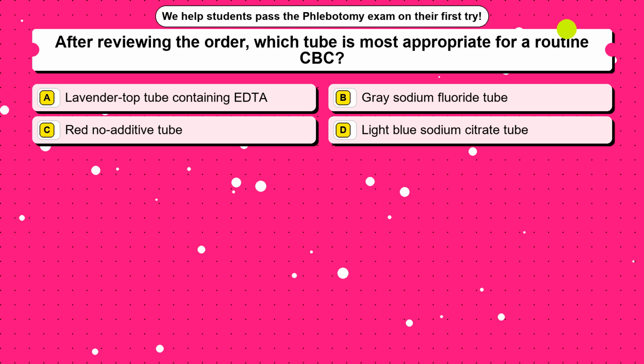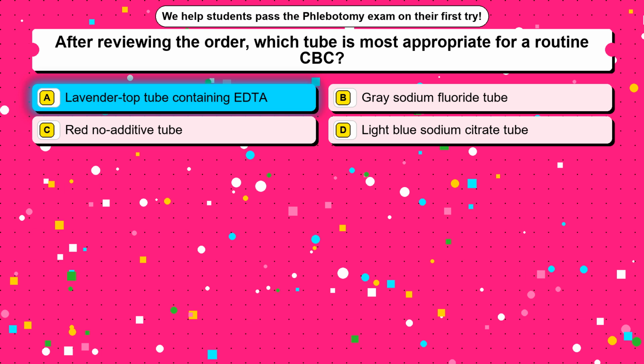Option A, lavender top tube containing EDTA. Option B, gray sodium fluoride tube. Option C, red no additive tube. Option D, light blue sodium citrate tube. The correct answer is option A, lavender top tube containing EDTA.